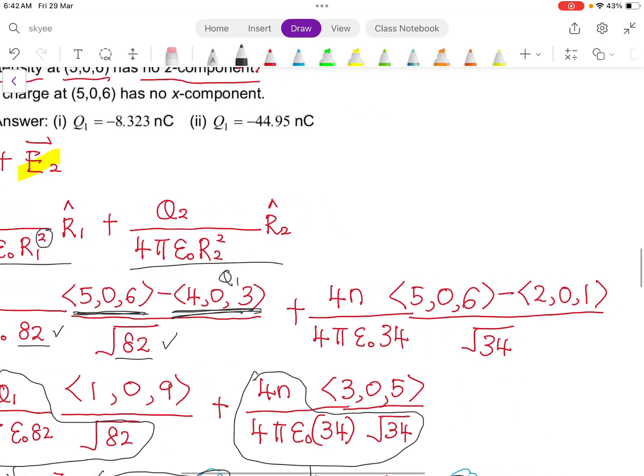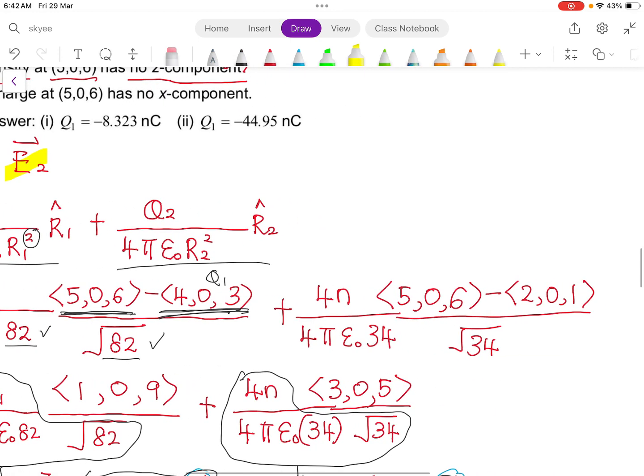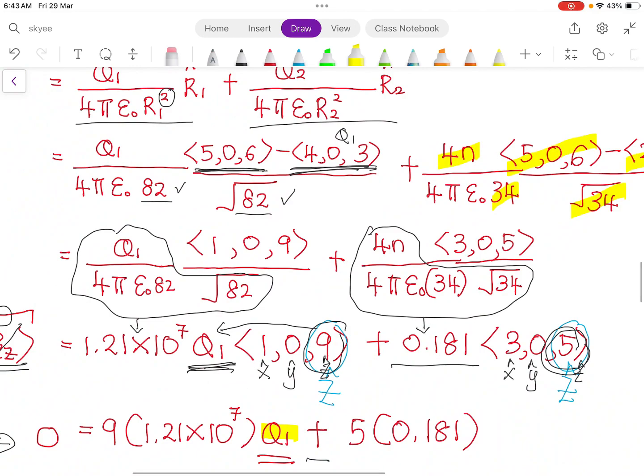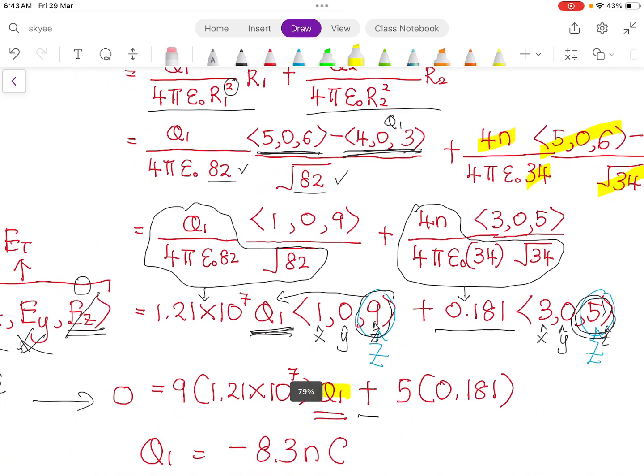Same as Q2. For Q2, you know what Q2 is, and you know the coordinate of Q2, and then this is the observation point. So, finding the magnitudes. I think this part you are familiar with. You can see I actually combined all these things here. I combined them to get this value, and the same for this part, I combined to get 0.181.